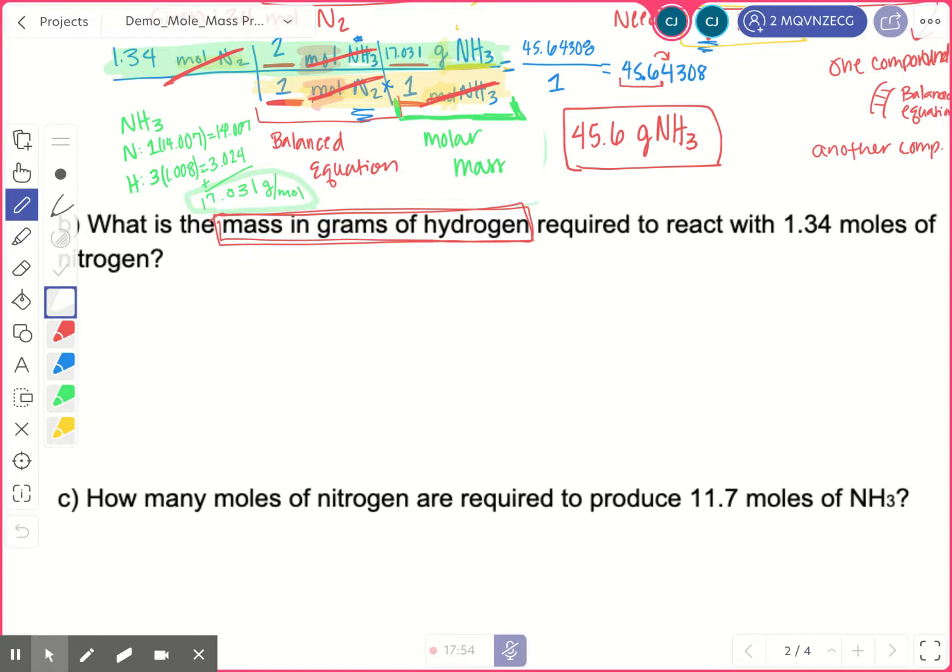Okay, I'm going to rewrite our balanced equation right here. So I had N2 plus H2 yield NH3. What is the mass in grams of hydrogen required to react with 1.34 moles of nitrogen? All right, so first thing we got to do is figure out our given and our need. What's our given?